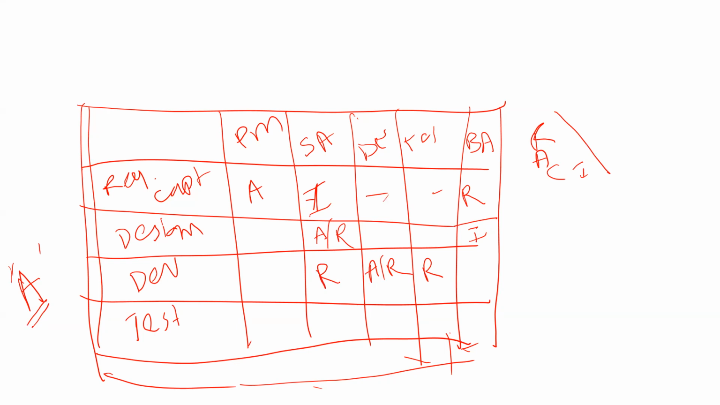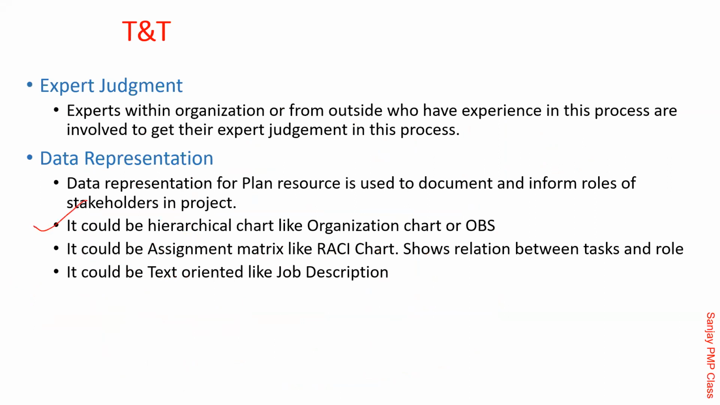So RACI is only one way of putting it. This is very commonly used, and is called the RACI chart: responsible, accountable, consulted, and informed. So that is the third way. These are the 3 things, as you can see: hierarchical chart, assignment matrix like RACI, and text-oriented like a JD. Remember, RACI is not the only one; there could be multiple ways. Any of those is a tool in this process.